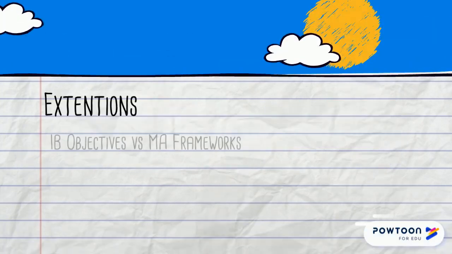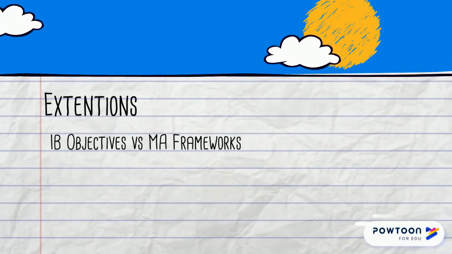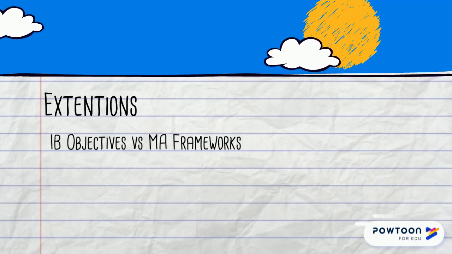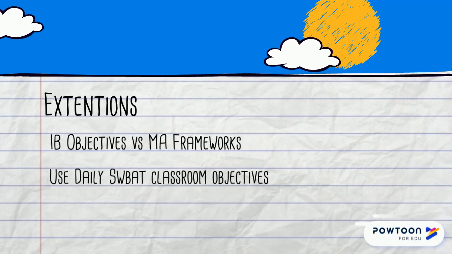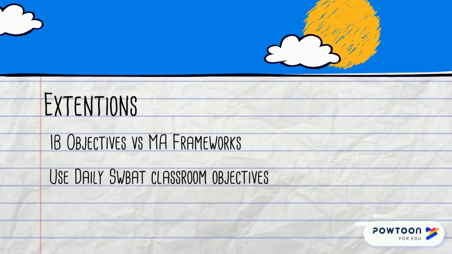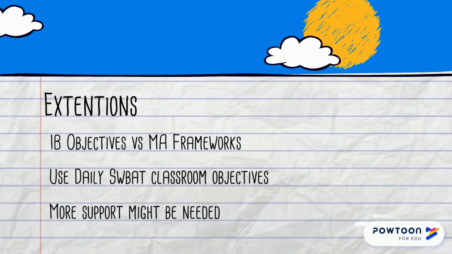The IB is well set up for this project due to having many very specific learning objectives in their curriculum, rather than the general statements in Massachusetts frameworks, Next Generation Science Standards, or the Common Core. Thus, in other curriculums, teachers could build options for student choice by compiling their daily SWABOT classroom objectives into one list. More support may be needed for students with significant learning differences or English learners.